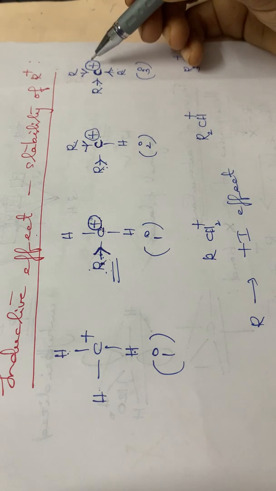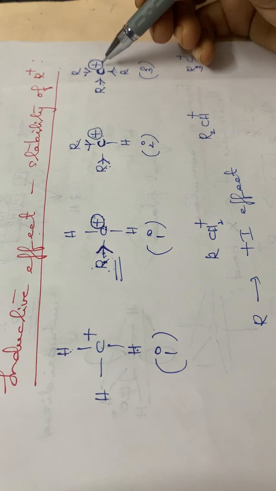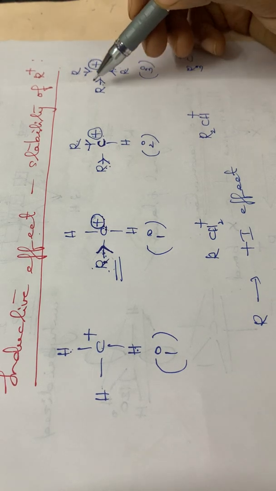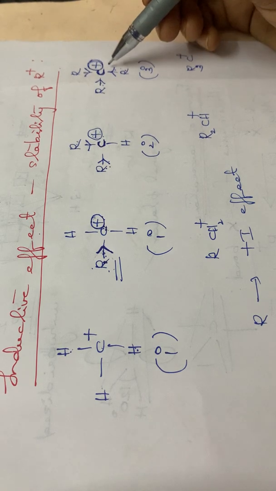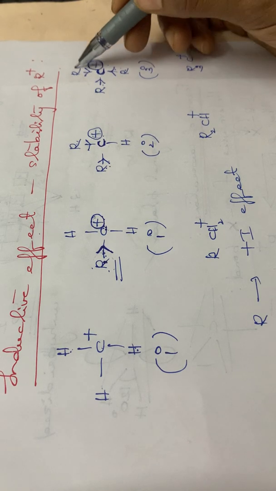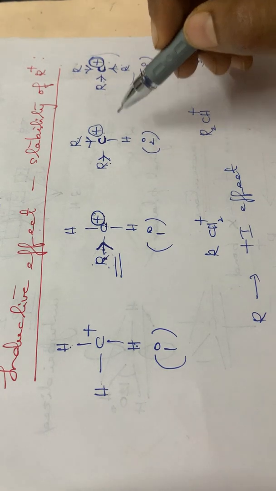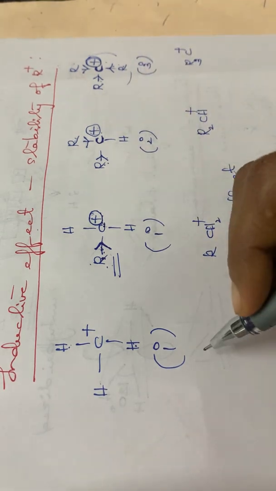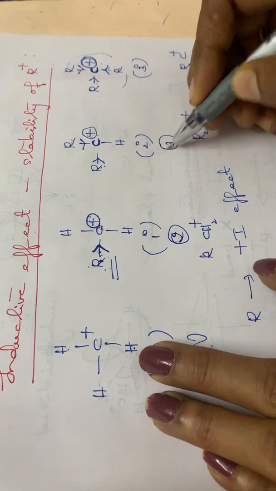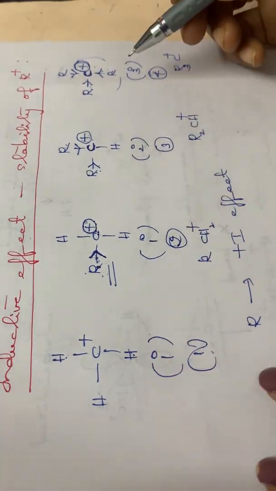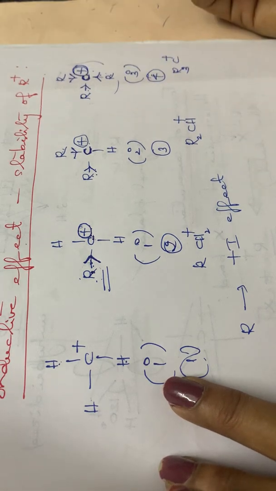So in all these cases, as the intensity of the positive charge is decreasing, the stability of that particular species will be increasing, isn't it? The intensity of the charge is decreasing, that means the stability of the carbocation will be increased. So we can say that the most stable among these four carbocations, 1, 2, 3 and 4, will be the tertiary carbocation.